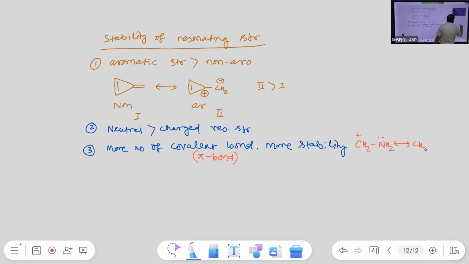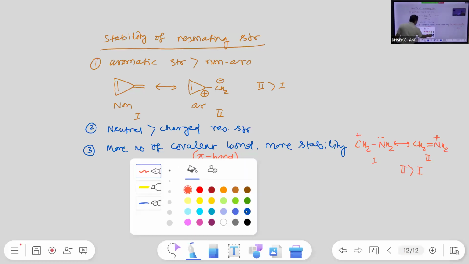So its resonance structure is 1 and 2. Which is more stable? 2 is more stable than 1. Why is 2 more stable than 1? Because in 2, one pi bond is present, but in 1 there is no pi bond. So the resonance structure having more covalent bonds has more stability. This is the third rule you have to follow.